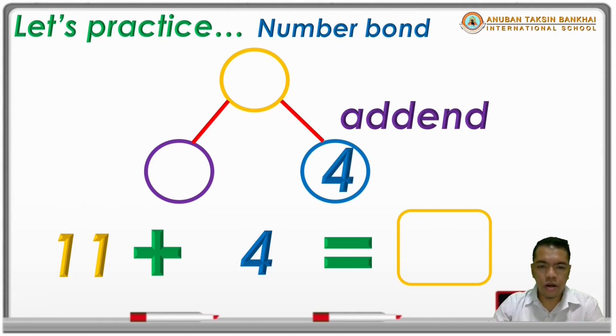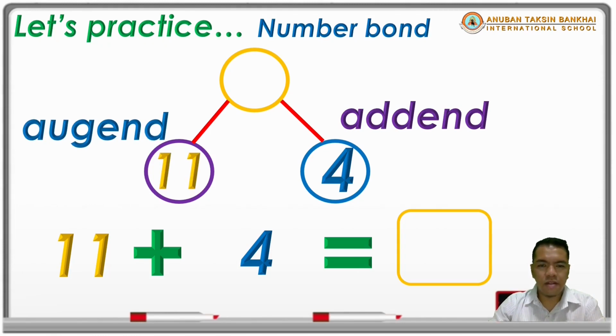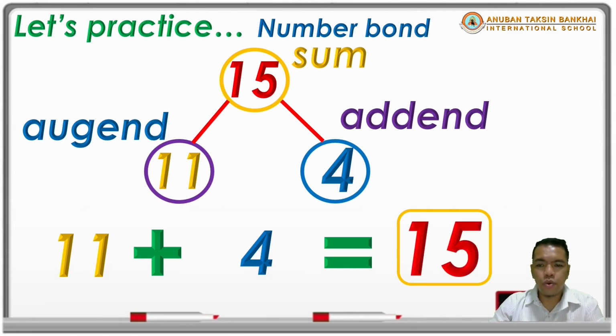Great, 4. Then our odd is, what's our odd? Good, 11. 11 and 4 makes how many? Good. Our sum is 15. Great. 11 plus 4 is equal to 15.